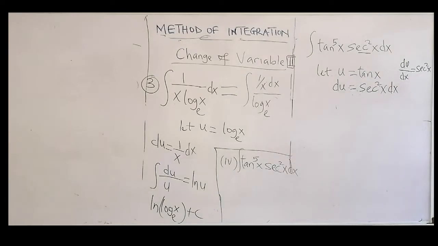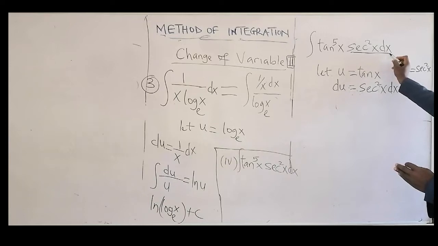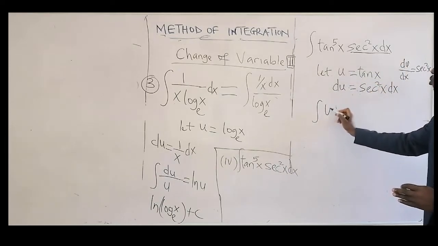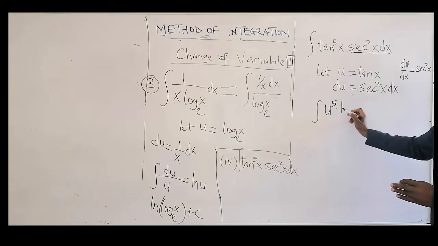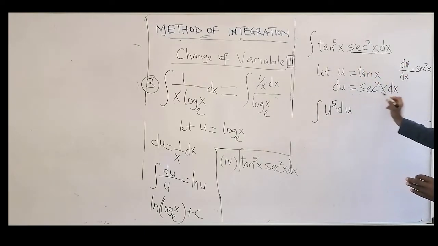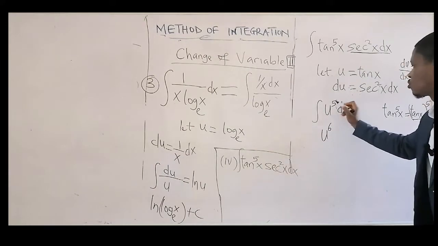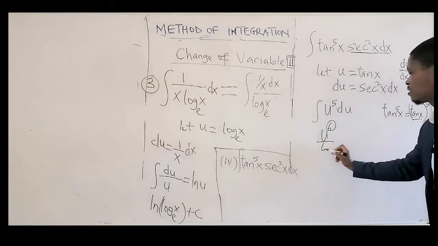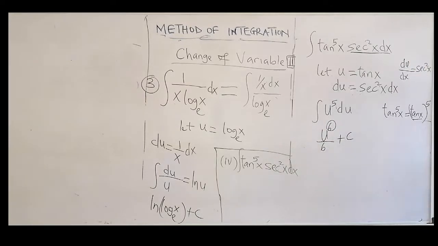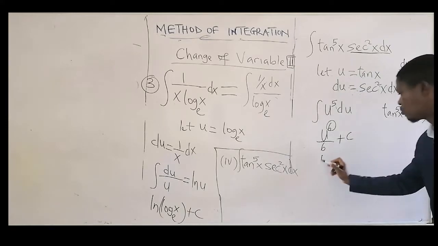So you can see now that we have gotten this, which is what? The du. So our integration will now become u to the power 5, du. And don't forget that tan to power 5 means tan x all enclosed to power 5. So that will give us u to the 5, because this is u to power 5. And then if you integrate, this will be u to the 6, over 5 plus 1, which is 6, plus c.